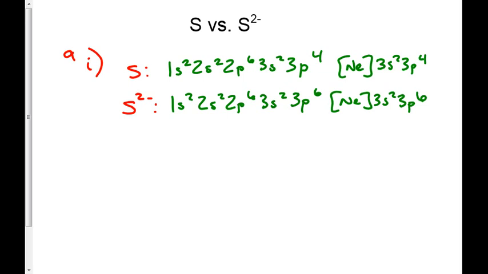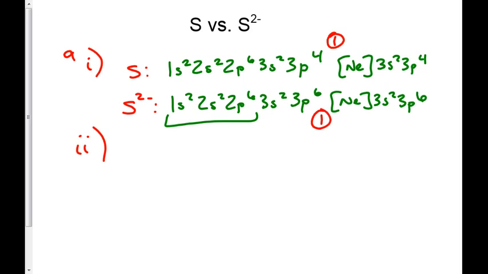Why do I cut it off there? Because the last row is always the outer, the valence electrons, right? Neon is worth 10. You always go to the previous line and pick the noble gas. By the way, 2 points, 1 point for each.